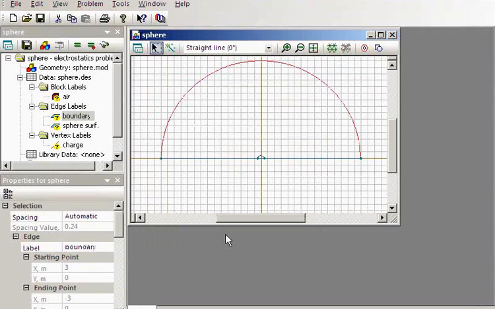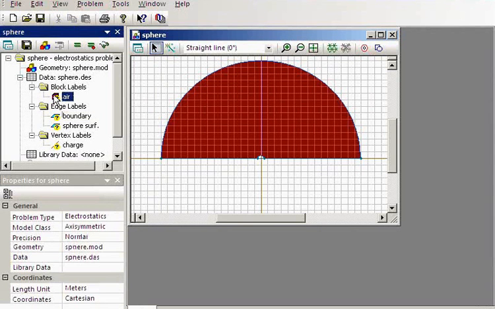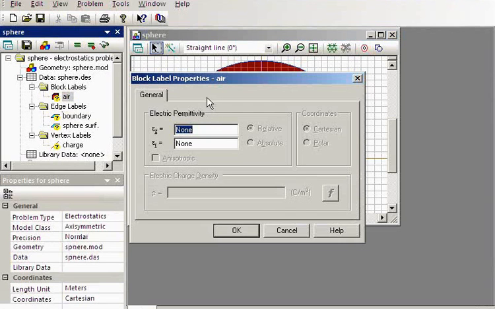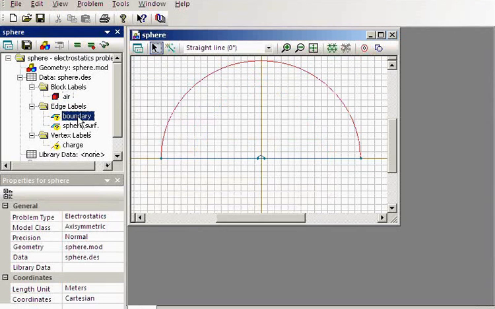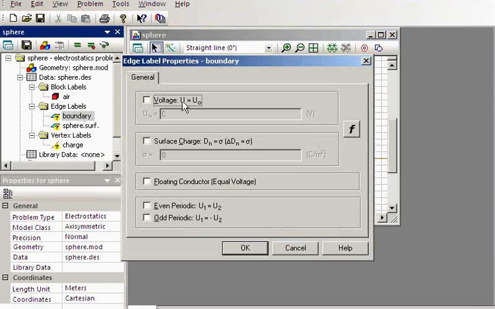I have to specify physical properties for all objects. For the air, in electrostatic problem, I specify electric permittivity. Far away from my sphere, the field fades to zero. So at the boundary, I specify zero potential.